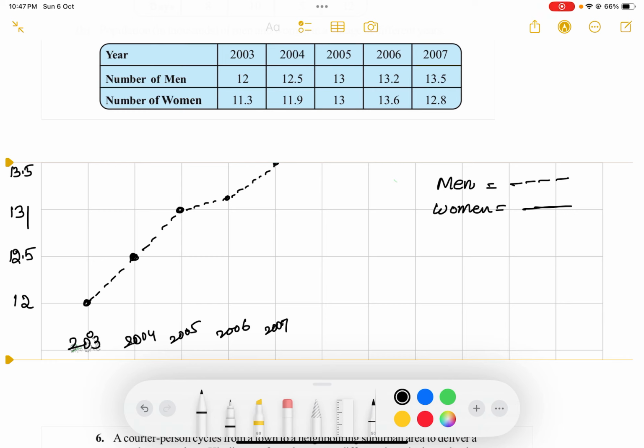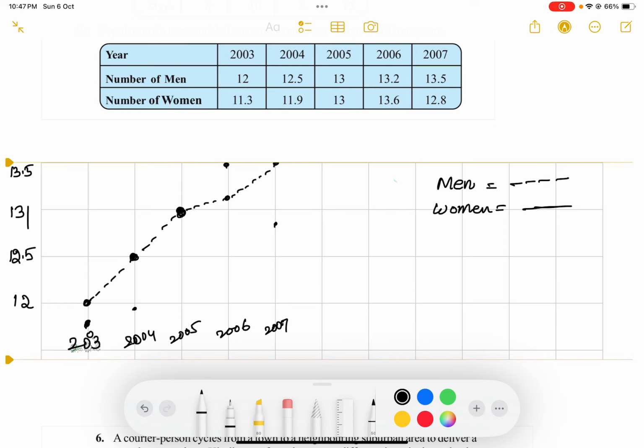Now coming to the women's data, in 2003 it is 11.3. So that means it is somewhere here, lesser, 11.3. In 2004 it is 11.9. That means near here. And 2005 it is 13, the same point. And in 2006 it is 13.6. Let us have 13.6 somewhere outside. And then 2007 it is 12.8. 12.8 means somewhere here.